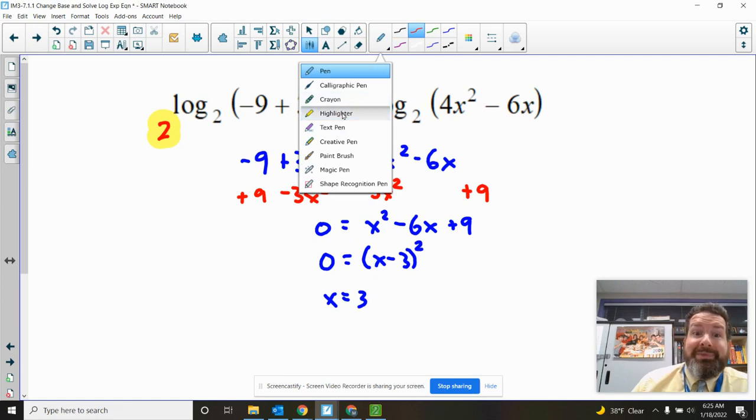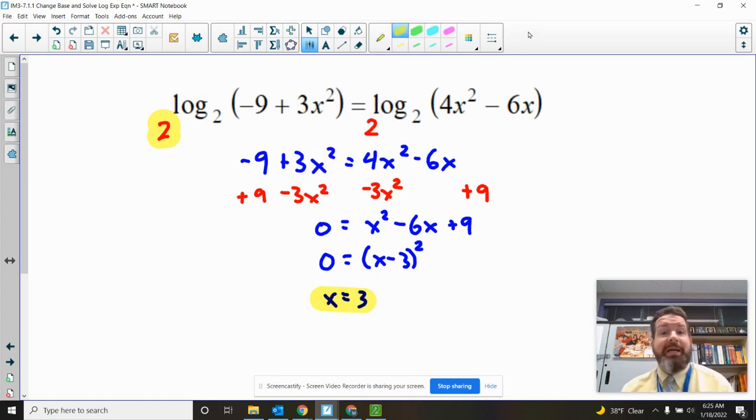So check them. Sometimes they're going to work. We've seen that happen here a few times. Sometimes they'll give you the same negative. It means it doesn't work. So be mindful of that as you're going through.